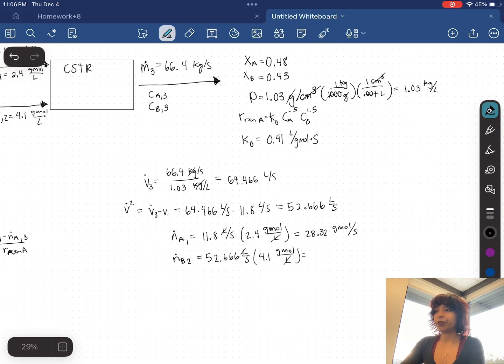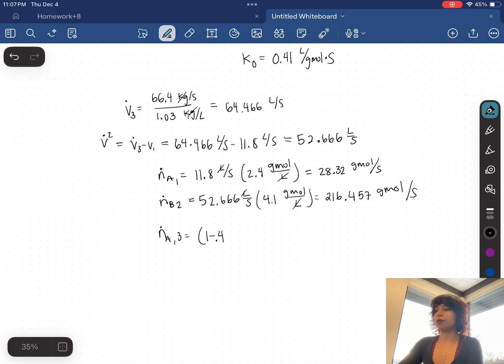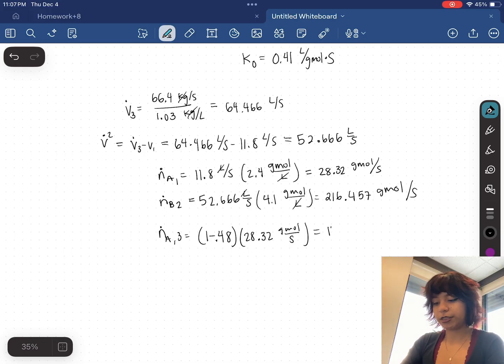Now that we have that, we can solve for our molar inlet flow rates. So the molar flow rate of species A is equal to 11.8 liters per second times 2.4 gram moles per liter, and that will give us an entering molar flow rate of 28.32 gram moles per second. Now for species B, it would be 52.666 liters per second times 4.1 gram moles per liter. This will give us an answer of 216.457 gram moles per second.